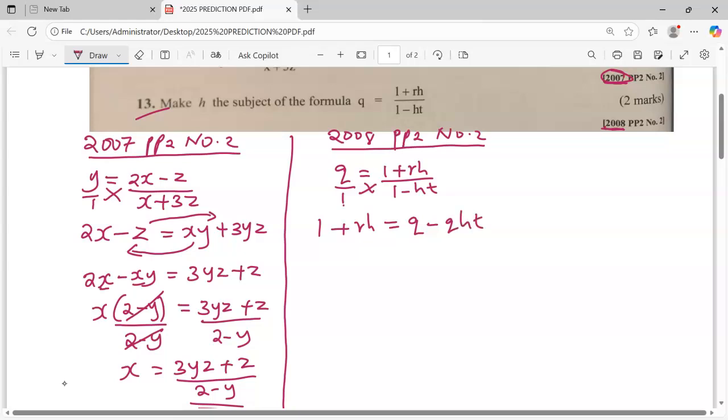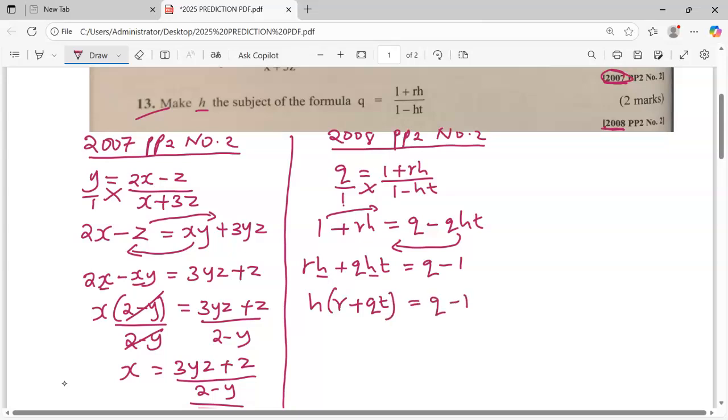Remember, we need to make h the subject, so we are going to move 1 to the other side and bring the part that has h to this other side, such that rh plus qht is going to be equal to q. Positive 1 crosses over and becomes a minus. Since we need h, we are going to factor h outside, and we are going to have r plus qt, since h is outside, and this one is going to be equal to q minus 1.